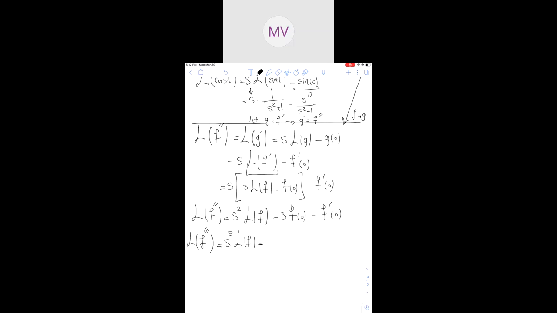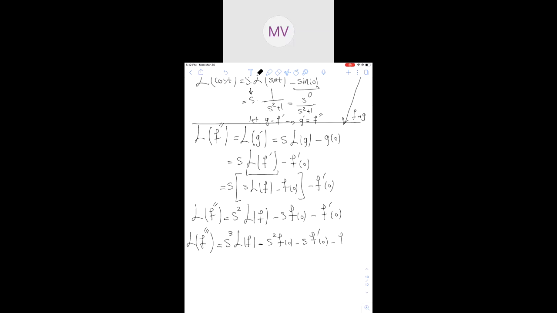You can open your mic, simply say it instead of typing. Minus s squared Laplace f. It's s squared times s squared is correct. F of 0. Nice. F of 0. What's the next one? S f prime of 0.